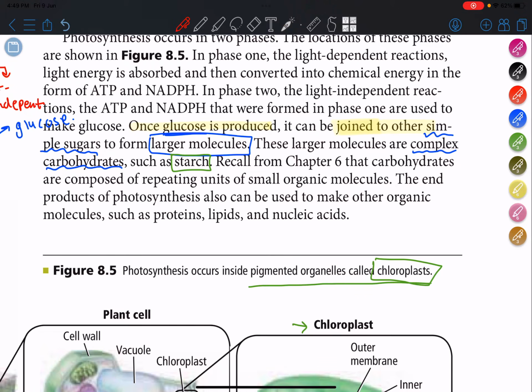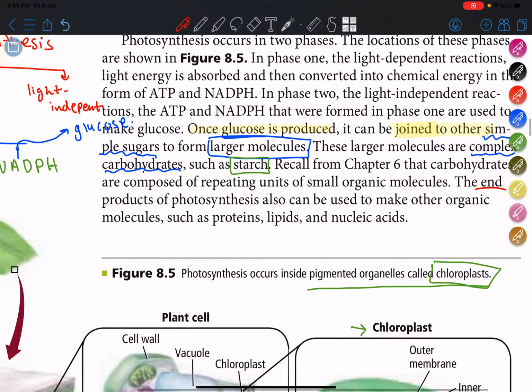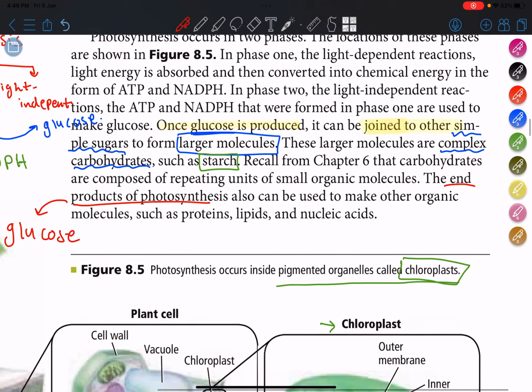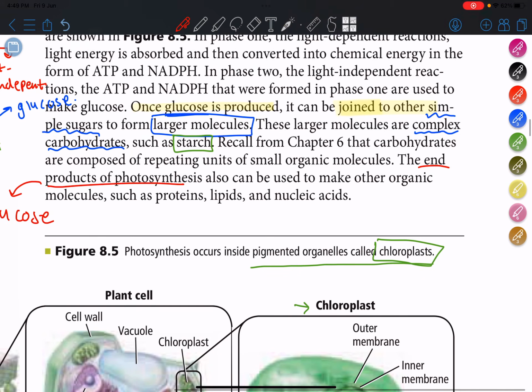Now, the end product of photosynthesis is glucose. So glucose can also be used to make other organic molecules like proteins, lipids, and nucleic acids.